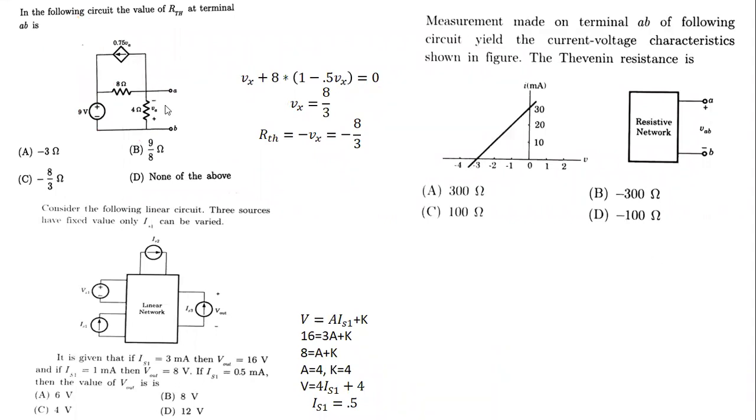And remember the resistance between the terminals: because here the A and B signs are given just opposite, A is negative and B is positive, RTH is equal to the minus of Vx. Because we always assume a voltage V and find the current I, and using this we have calculated the value of Vx as 8 by 3. So RTH is equal to minus Vx, which is minus 8 by 3. So my third option is the correct option.